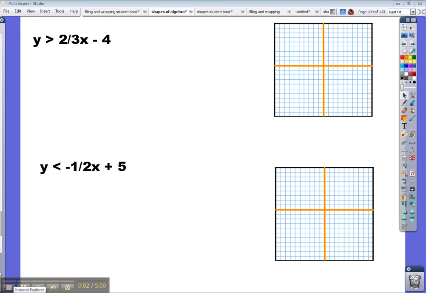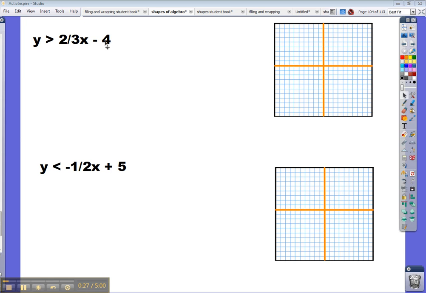This is how to graph a linear inequality. Now this is the first of 3 videos. In the first one, the equation is already in y equals mx plus b form, so it's already in slope-intercept form. In the other 2, the equation comes in different forms. So let's get started.